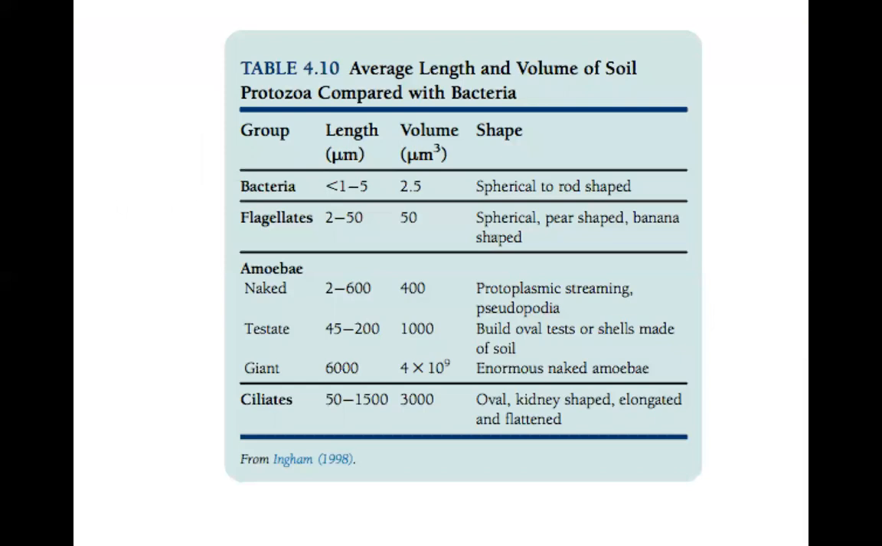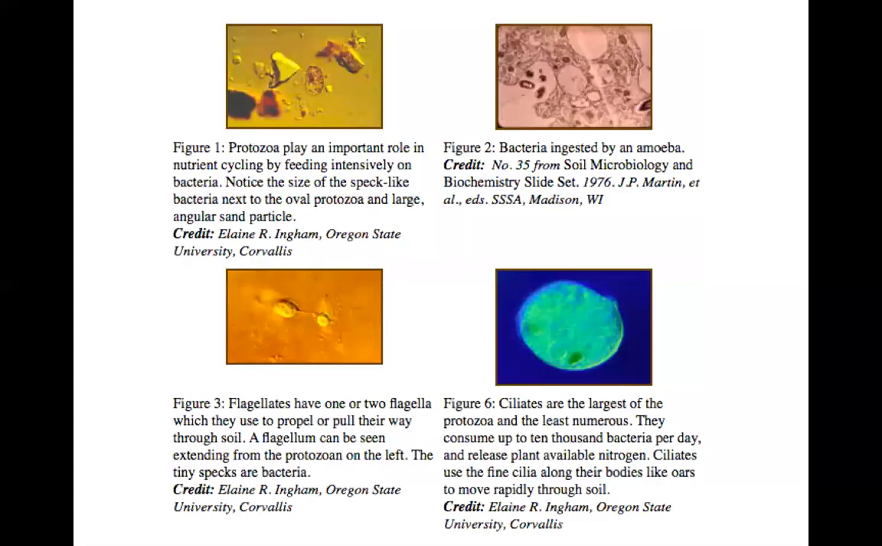Let's compare the size of the bacteria, flagellates, amoeba, and ciliates, and then the shape, the volume, and so on. Bacteria are about less than 1 to 5 micrometers. The flagellates, euglena for example, are about 2 to 50 micrometers. So I'm sure that you can imagine the different groups of protozoa: the flagellates, amoeba, and ciliates.